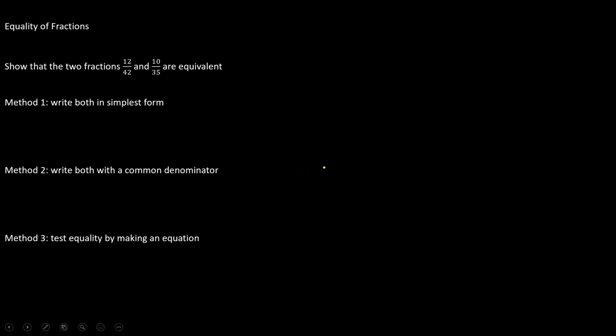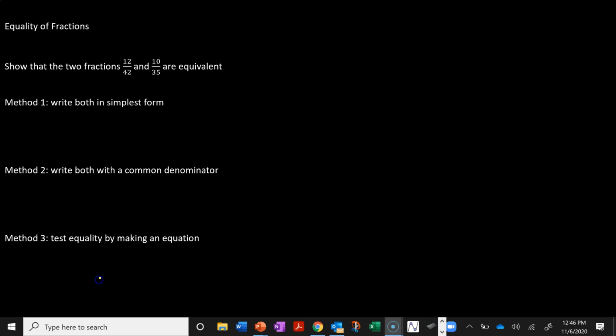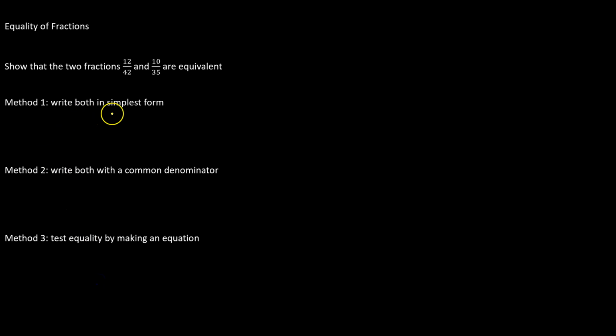Now that we know that two fractions that look completely different could possibly be equal or equivalent, we might come across problems that ask us to determine whether two different looking fractions are in fact equal. We've got three ways to do that. The first way is to write both of the fractions in simplest form.